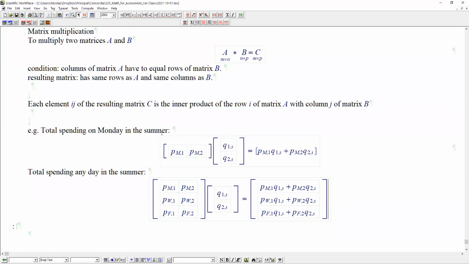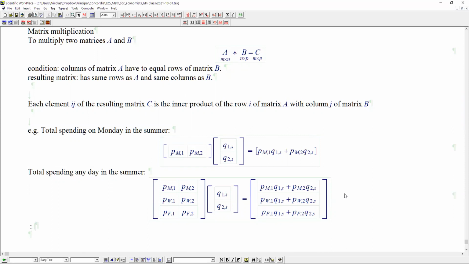So I just follow my definition. Each ij element of the resulting matrix is the inner product of the ith row of matrix A by the jth column of matrix B. So here it would be PM1, PM2 multiplied by the first column of B, since I only have one. So PM1, PM2 multiplied by Q1S, Q2S. That's my first spending. Here I get spending on any day in the summer because I only have summer quantities. But I have two goods.